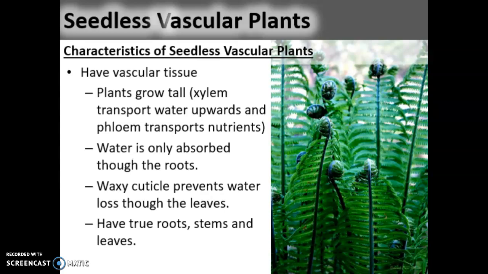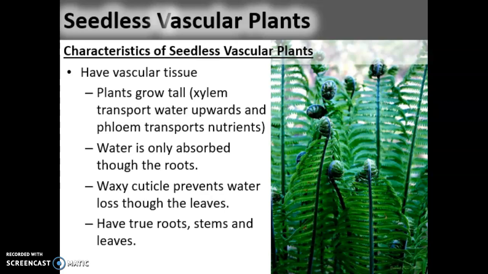And that's because they have vascular tissue, which means xylem and phloem that transport water and nutrients upwards against the force of gravity. Also, for the first time in the ferns, we see true roots, stems, and leaves. The leaves of the ferns do have a waxy cuticle to prevent water loss. And just like any other plant, except mosses, water has to be absorbed through the roots, transported upwards through the stem, and then exit out through the leaves of the plant.